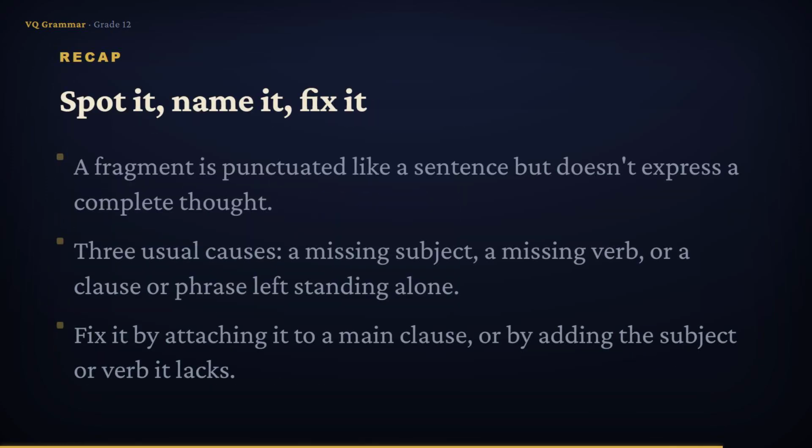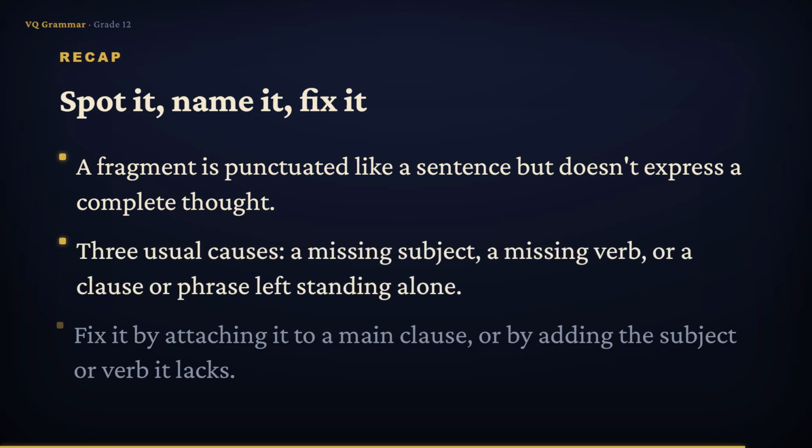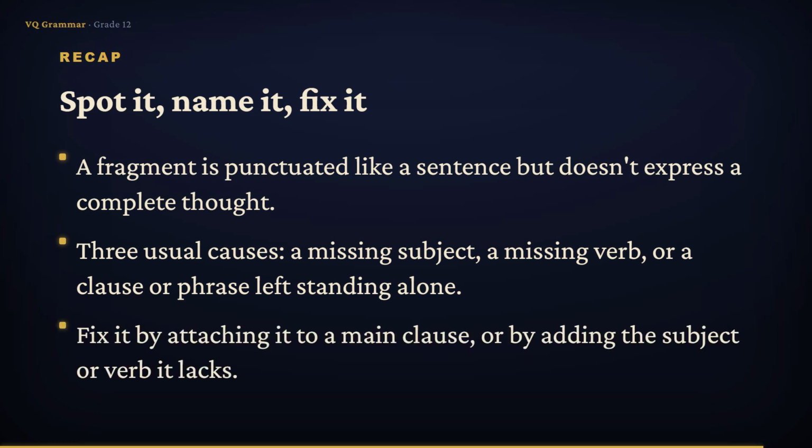Let's gather up what we've learned. First, a fragment is a group of words punctuated like a sentence, capital letter, period, but it doesn't express a complete thought. Second, there are three usual causes: a missing subject, a missing verb, or a subordinate clause or phrase left standing all alone. And third, you fix a fragment two ways: attach it to a nearby main clause, or add the subject or verb it's missing until it can stand on its own. Run the three-question test, and no fragment will ever fool you.